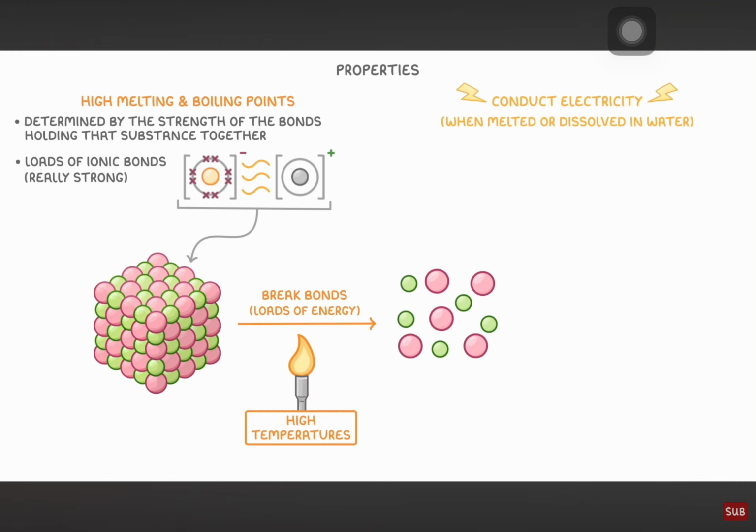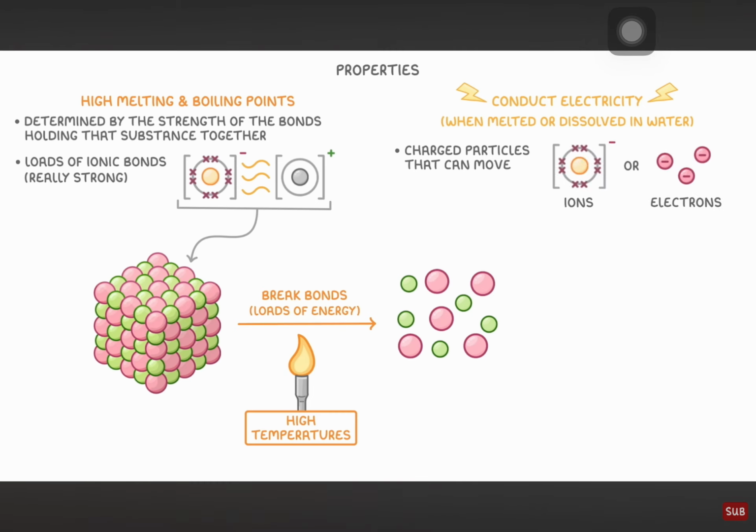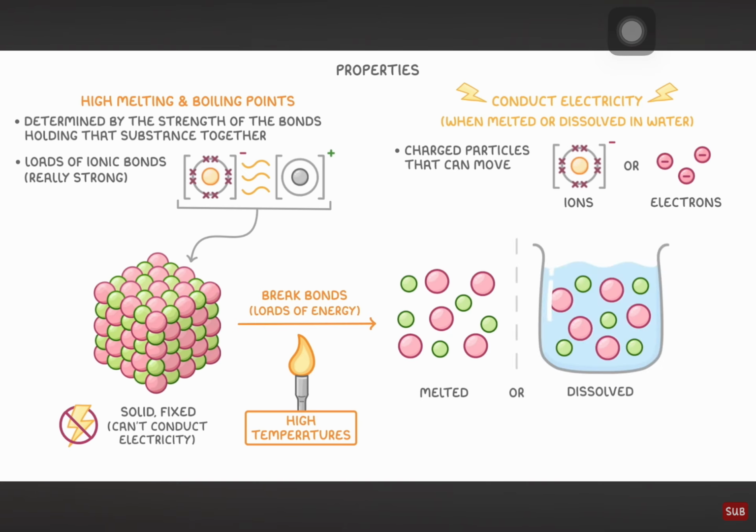temperatures. When it comes to conducting electricity though, the important thing is whether there are any charged particles that can move. And these could either be ions or electrons. When ionic compounds are in their solid form, everything is fixed, so they can't conduct any electricity. However, when they're melted or dissolved in water, the ions are free to move about, and this movement of charged particles allows them to conduct electricity.